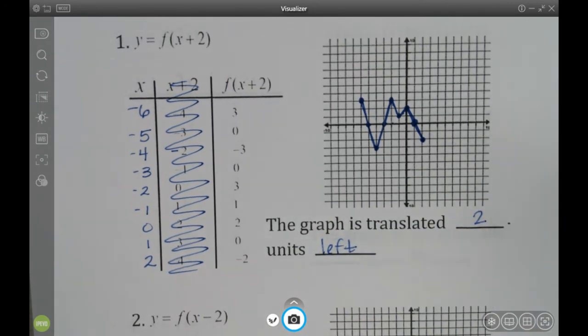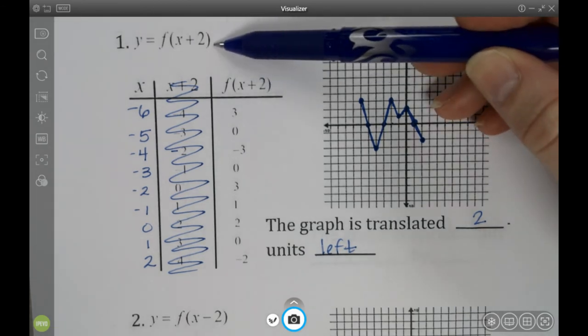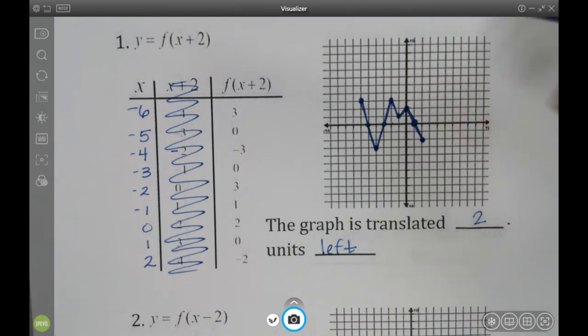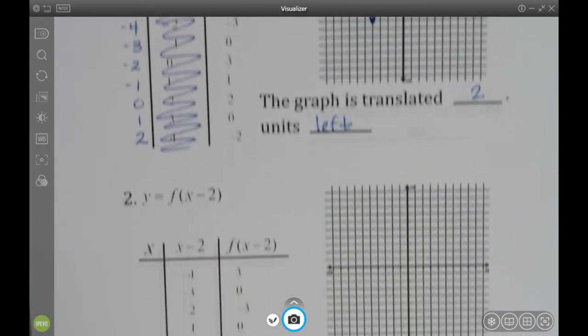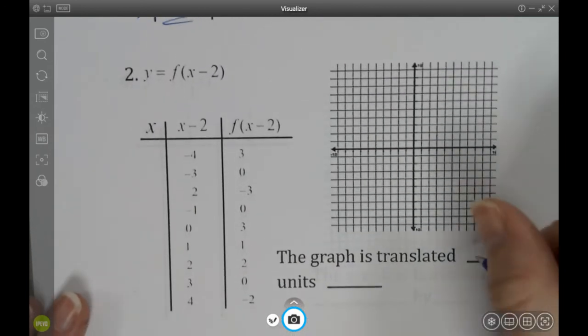So this time we added 2, but it went to the left, which is kind of the opposite of what you would think, right? So what do you think is going to happen when I subtract 2? It's going to move to the right.